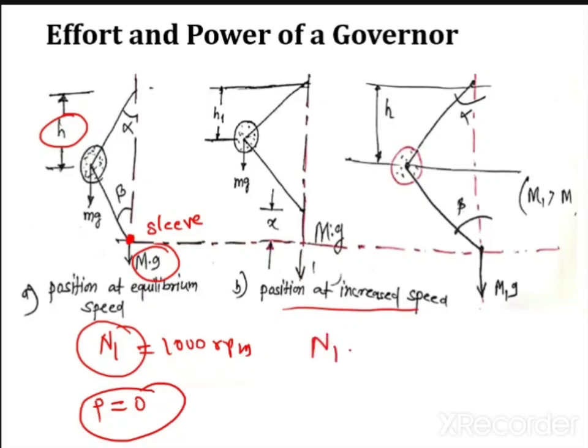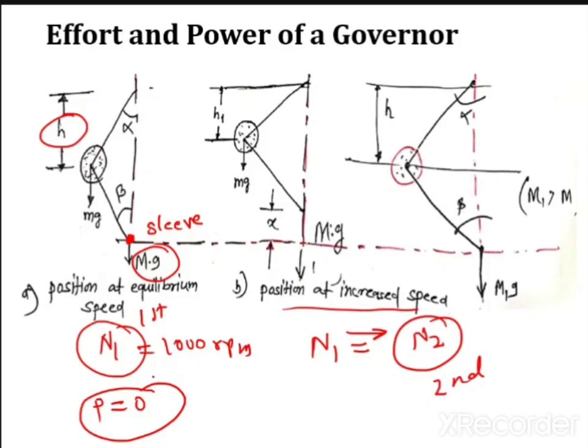Now let us say you are moving from N1 towards N2. You are moving from N1 towards N2 means what? Now there is a change in the equilibrium speed. It means I am moving from the first equilibrium speed to the second equilibrium speed. So there is a period between the first point and the second point.